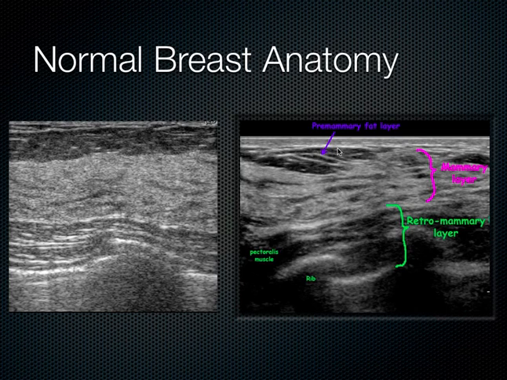And on this image over here, we can see the same thing. We can see skin over here, and then this subcutaneous fat right here. And then we can see the actual glandular tissue, what's known as the mammary layer, and then finally the retromammary layer, which is really the pectoralis muscle, rib, and then the pleural line, all together as one layer.